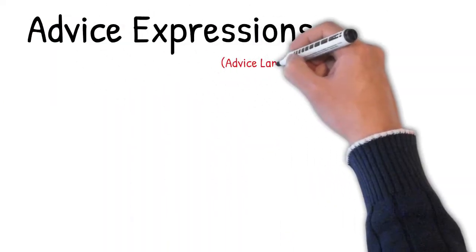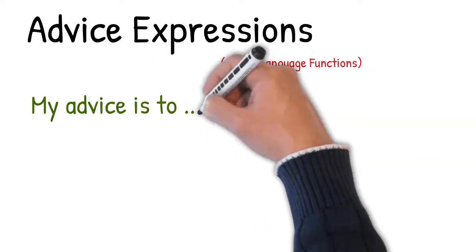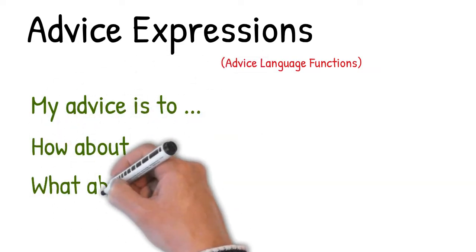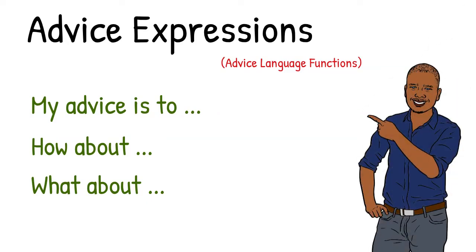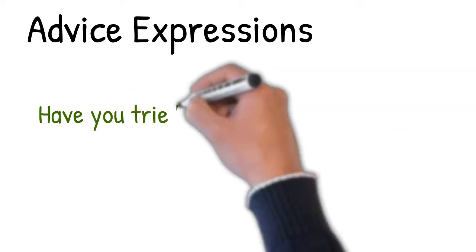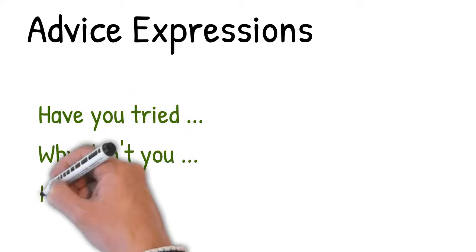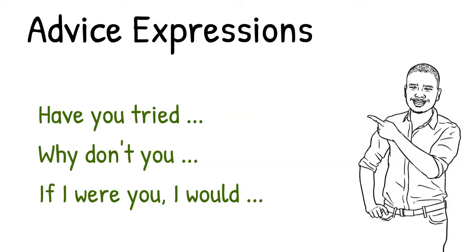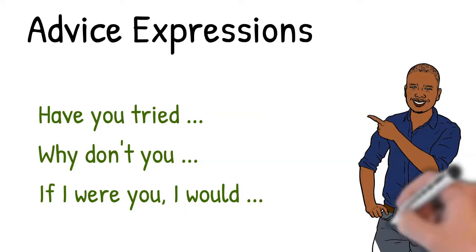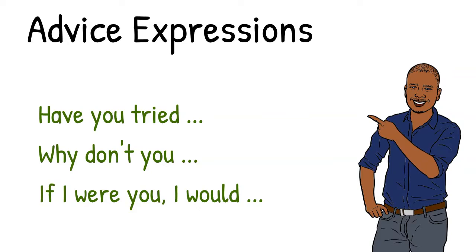Here are the first three advice expressions, also known as advice language functions: my advice is to, how about, and what about. And the next three popular language expressions for advice are have you tried, why don't you, and if I were you, I would. We're going to look at each of these more closely and their pronunciation too.